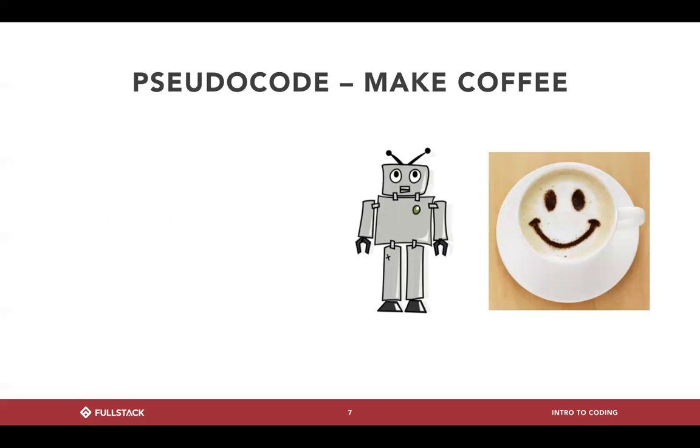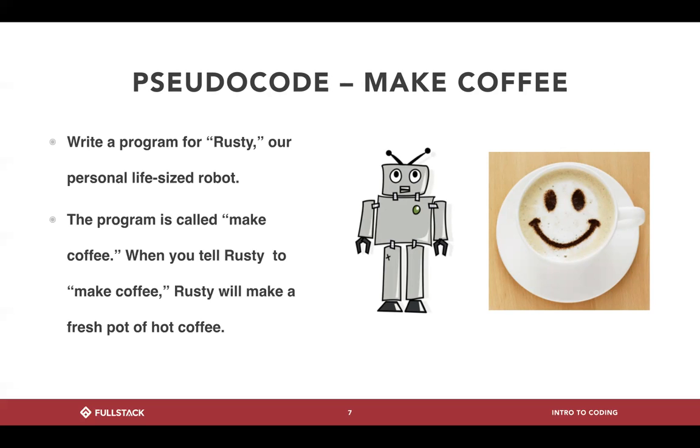So we've got a pseudocode program, make coffee. I want to write a program for Rusty, our personal life-sized robot, and the program's called Make Coffee. So I'm going to tell Rusty what to do to make coffee. This is something that any of us can do. We all understand what you need to do to make coffee, but this is a good exercise because it shows where the gaps in your thinking might be.